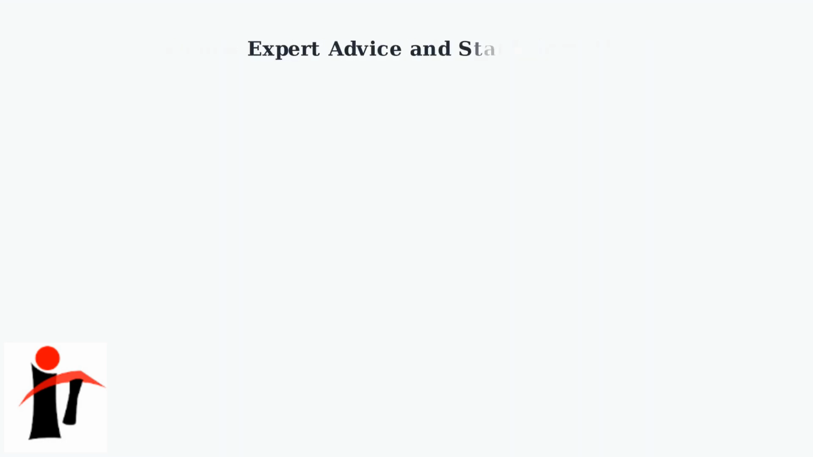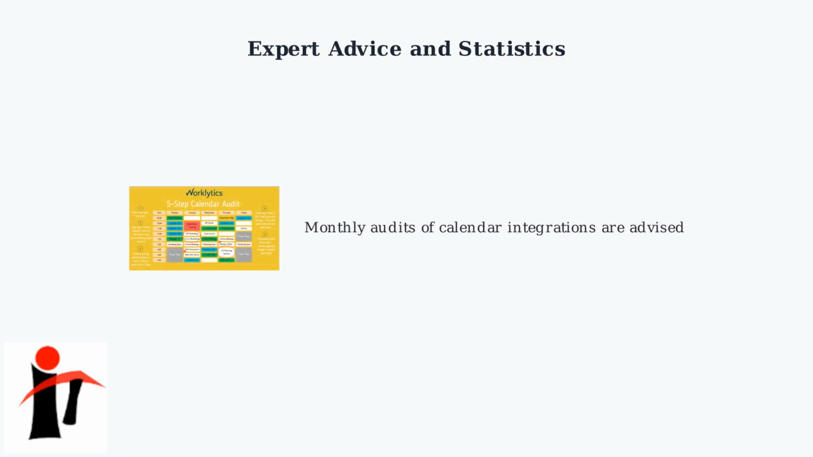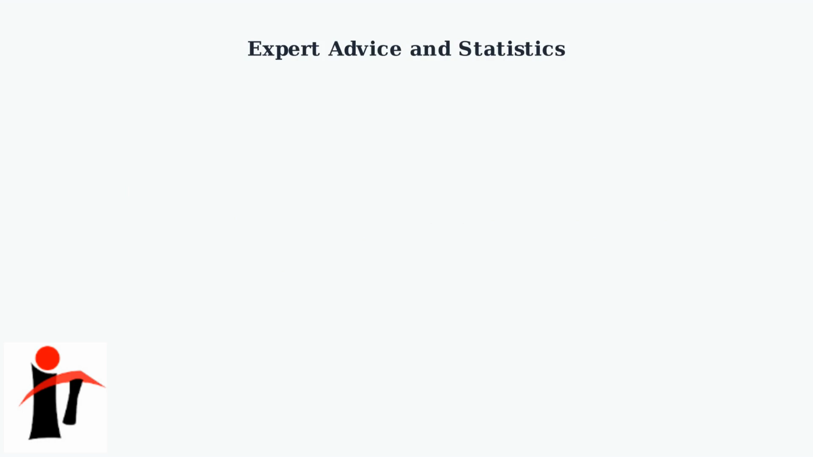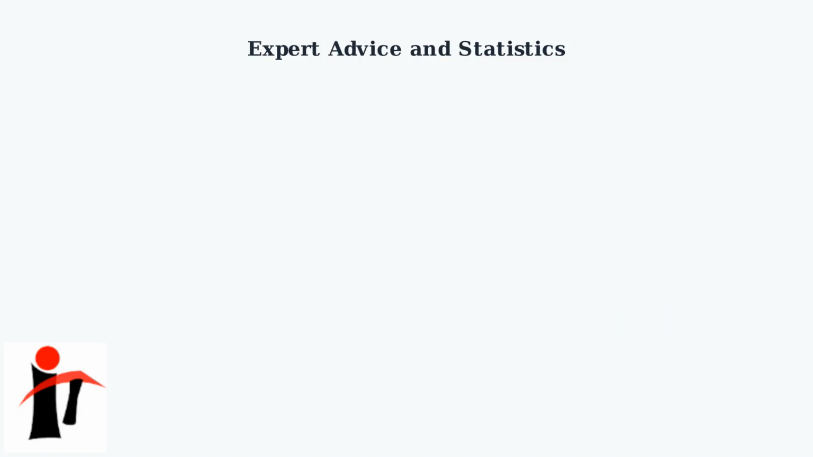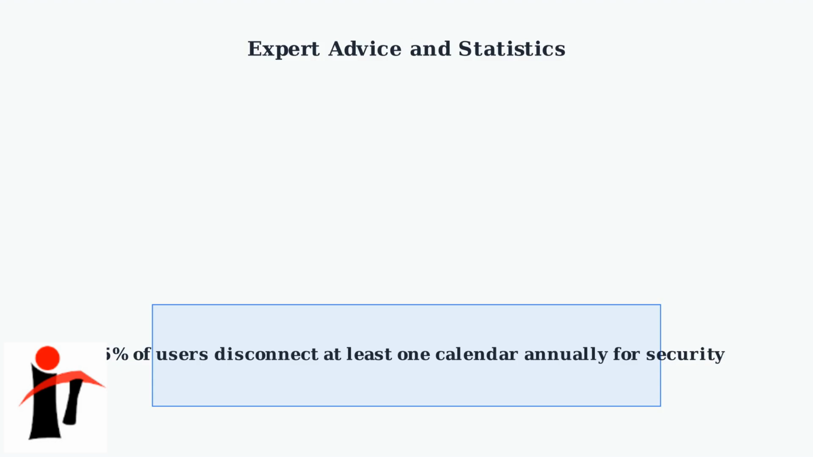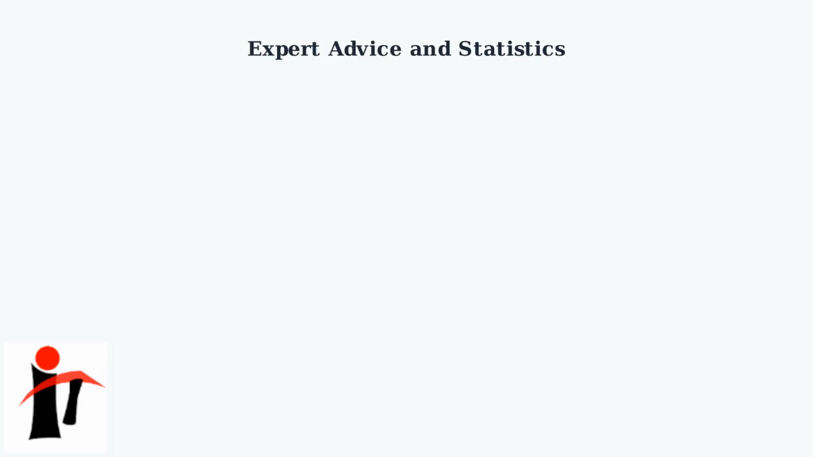Experts recommend using third-party tools like Zapier to automate processes after disconnecting your calendar. Monthly audits of your calendar integrations are advised to maintain privacy and security. While Calendly's disconnect process is user-friendly, performing a thorough cleanup afterward is crucial. Statistics show that 65% of users disconnect at least one calendar annually for security reasons. Overall, prioritize user sovereignty and data control in your calendar management.